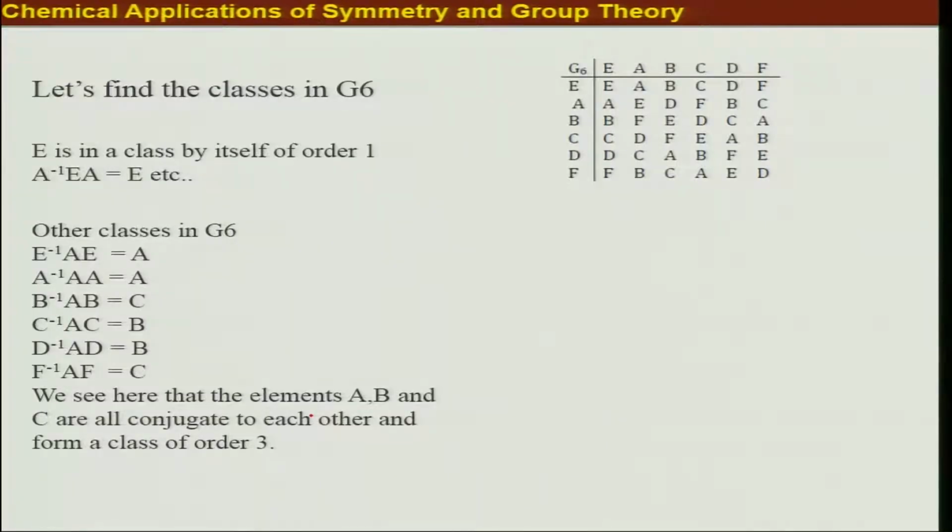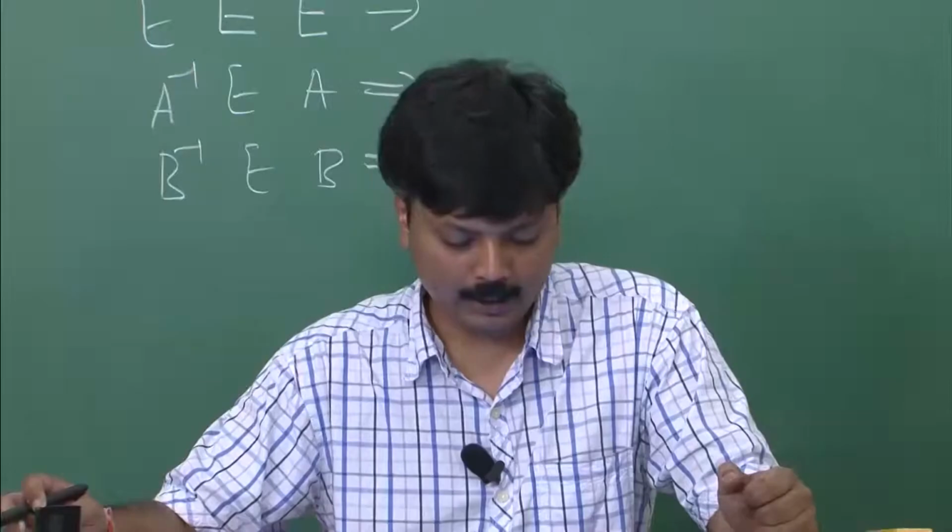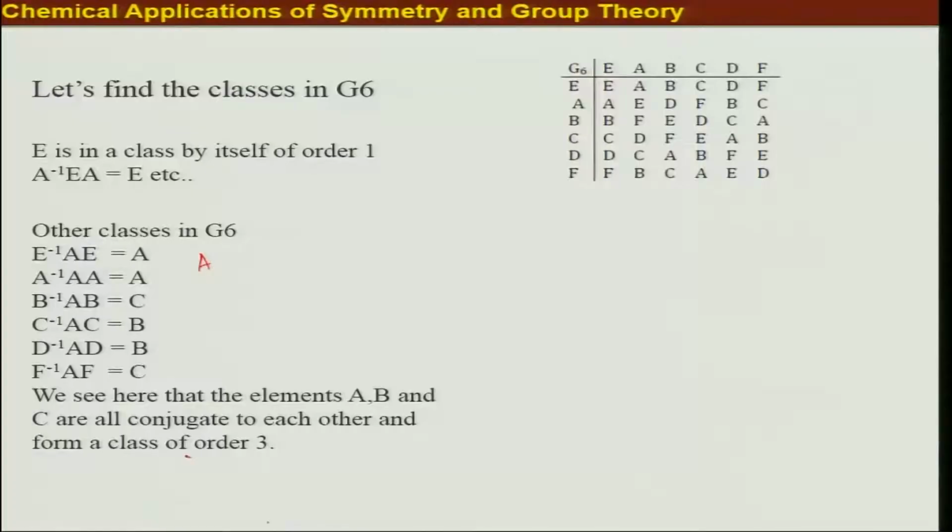You can do the similarity transformation on any other element. Say, for example, you start with this element A, and what you get is written here. On A, if you do the similarity transformation, you get A twice, B twice, C twice. That means A, B and C are conjugate to each other, and A, B and C form a class whose order is 3. So we have a class of order 3.